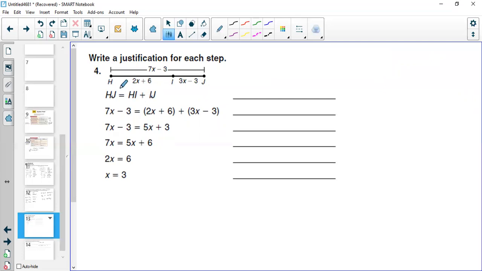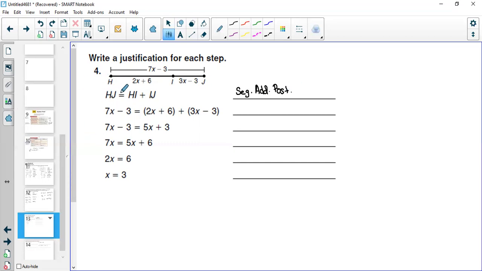I will show you what you need to do. Now as soon as you see, you can say that they are adding segments. So what did they say? HJ, that's the complete length. HJ is equal to HI plus IJ. So they're adding these two parts. What is this thing called which they're doing? They're adding segments. So this is called the segment addition postulate. I explained this in the beginning of the lesson.